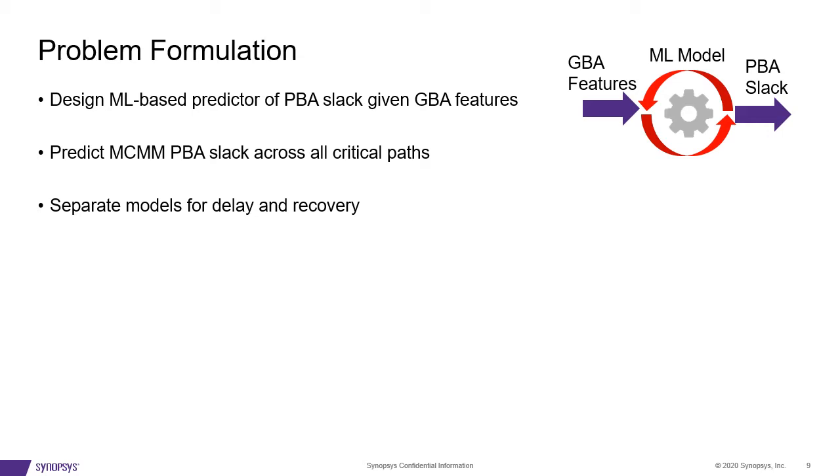We predict multi-corner, multi-mode PBA slack across all critical paths, and we create separate models for delay and recovery. The reason is that sometimes the PBA labels at the delay and the recovery stage have a completely different distribution. Therefore, the model trained for delay does not generalize well for recovery.